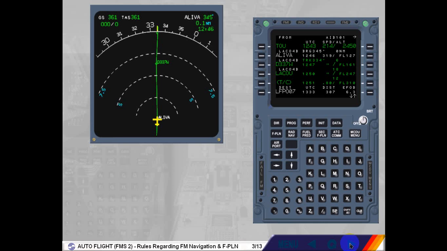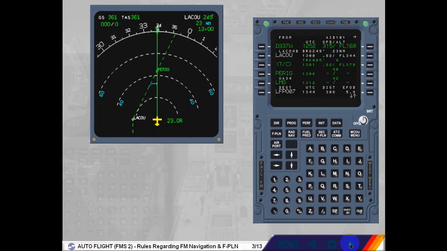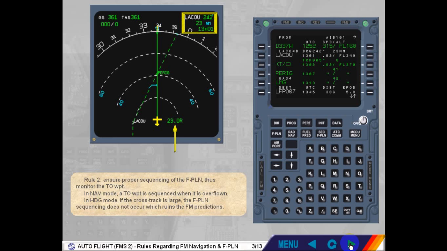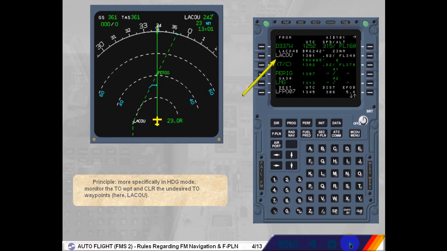Rule 2. Ensure proper sequencing of the flight plan, thus monitor the to waypoint. In navigation mode, a to waypoint is sequenced when it is overflown. In heading mode, if the cross track is large, the flight plan sequencing does not occur, which ruins the FM predictions. Principle: more specifically in heading mode, monitor the to waypoint and clear the undesired to waypoints, here LACU.